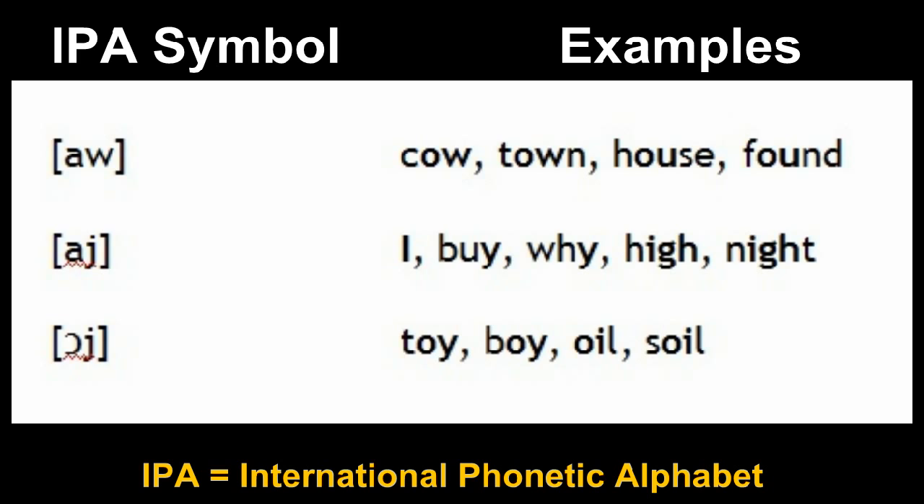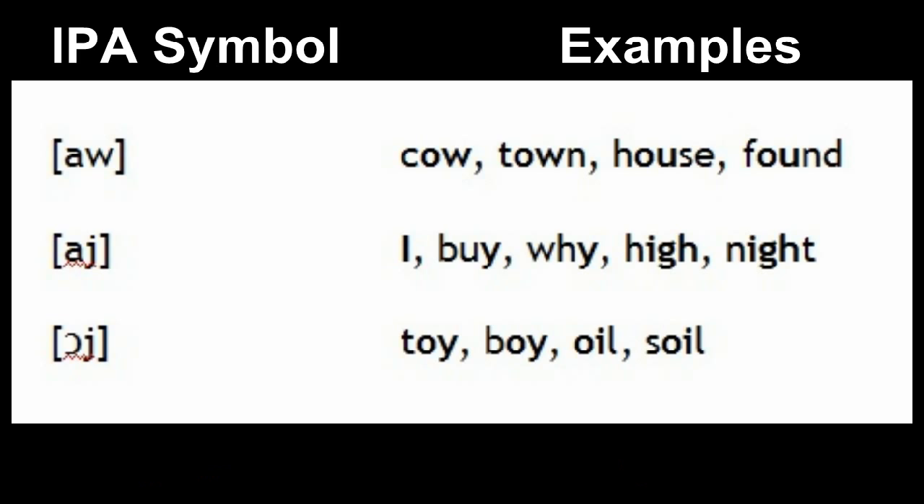Ow. Next one. What sound is this one making? I, by, why, high, night. I, by, why, high, night. What sound is this one making? I. It's like I-E. I, by, why, high, and night.